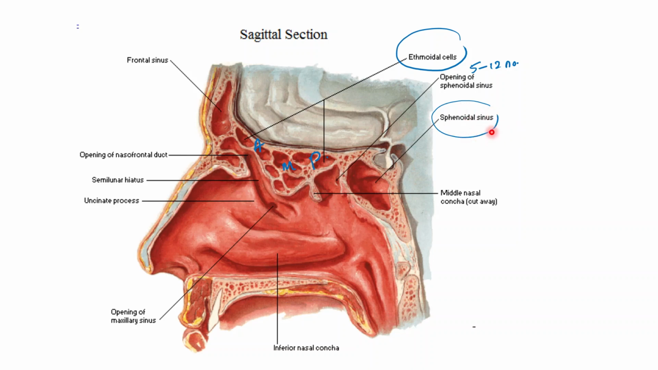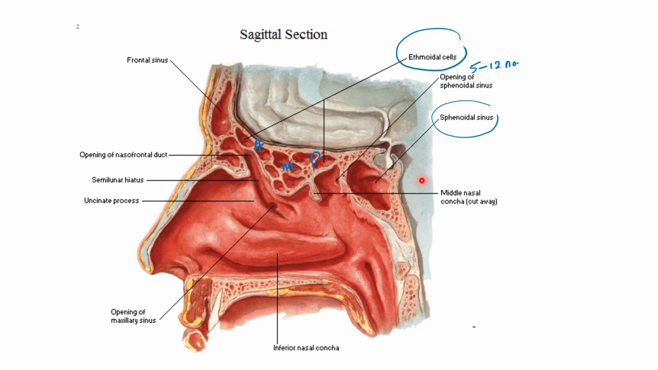The sphenoidal air sinus receives its blood supply from the posterior ethmoidal vessels, and the lymphatics drain into the retropharyngeal group of lymph nodes. The nerve supply is from the posterior ethmoidal nerve, coming from the pterygopalatine ganglion. So this is about the sphenoidal air sinus, and this is its location within the body of the sphenoidal bone.